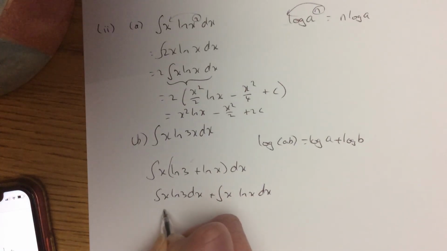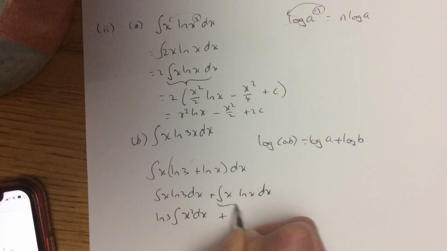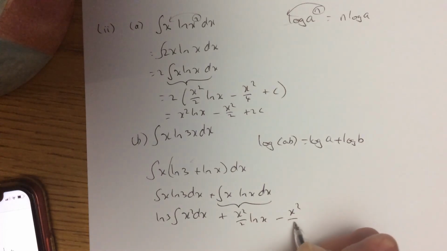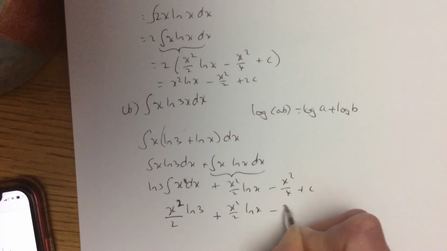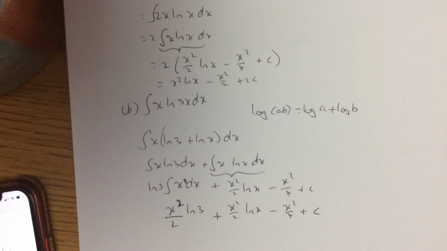Log 3 is just a constant, so it can go through the integral sign. Here is part 1, so just pop your part 1 answer in there. To integrate that, you add 1 and you divide by it. So it's a 2, and it's times it by log 3. Plus, this already has been integrated for you in part 1. And that's you finished.